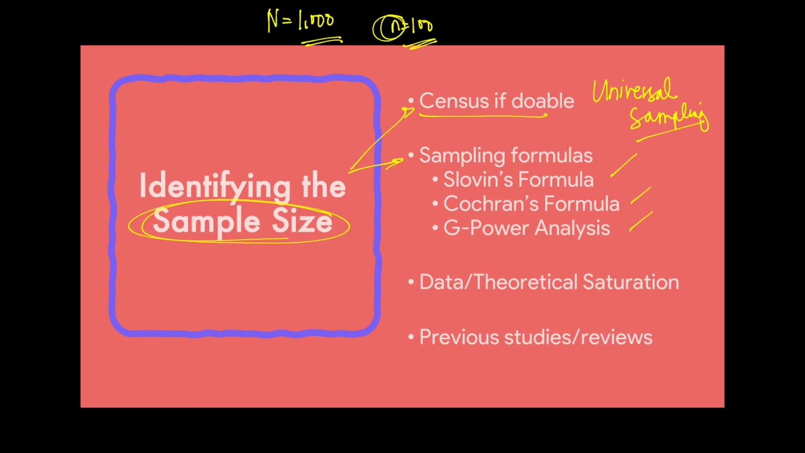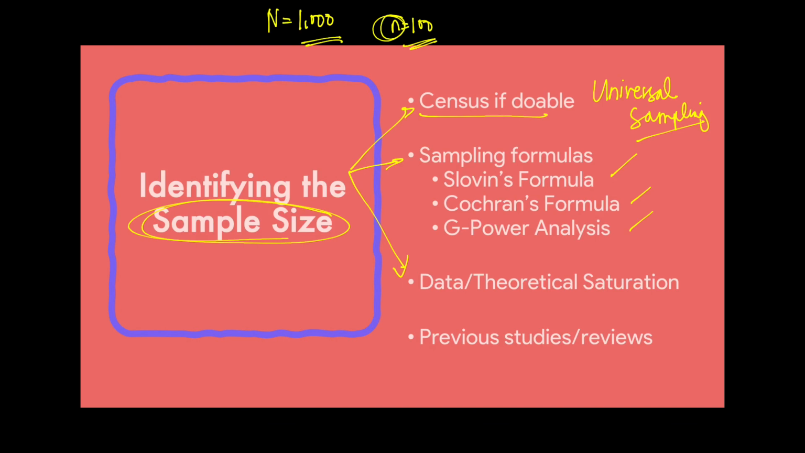And then we'll review that later. Or for qualitative research, we use data or theoretical saturation. Basically, you stop collecting data when your qualitative data is already redundant and you've already established thematic patterns from the initial analysis of your study.